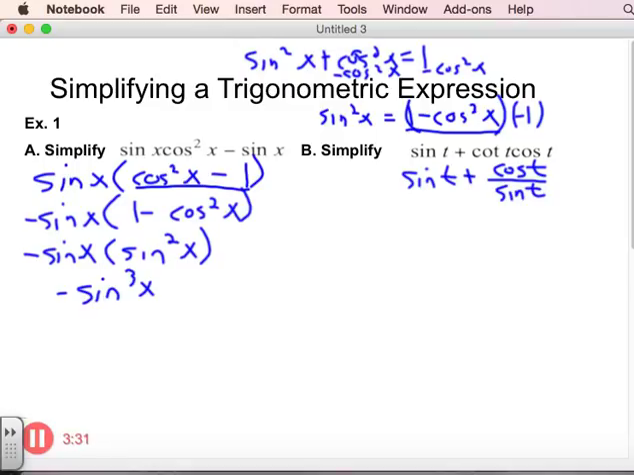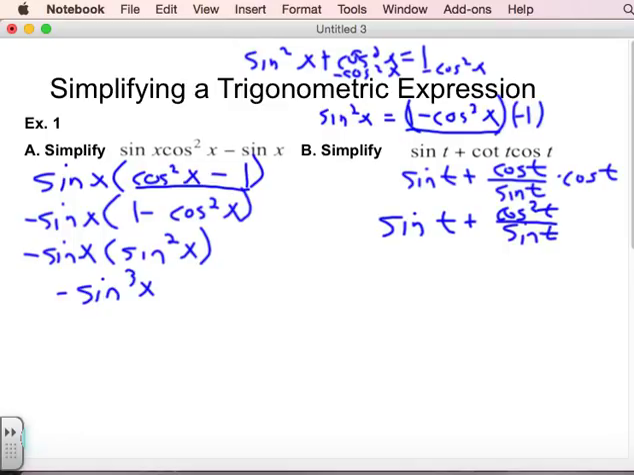Tangent is sine over cosine. Cotangent is cosine over sine. So we have that times the cosine of t. All right. So then at that point, we can multiply cosine and cosine to get cosine squared of t over sine of t.